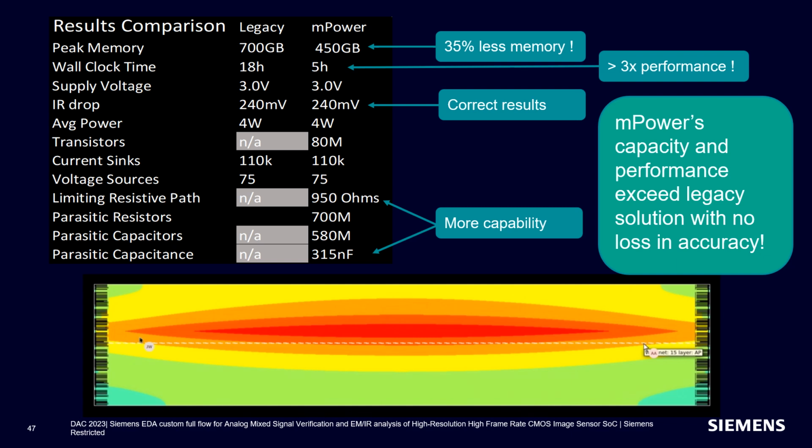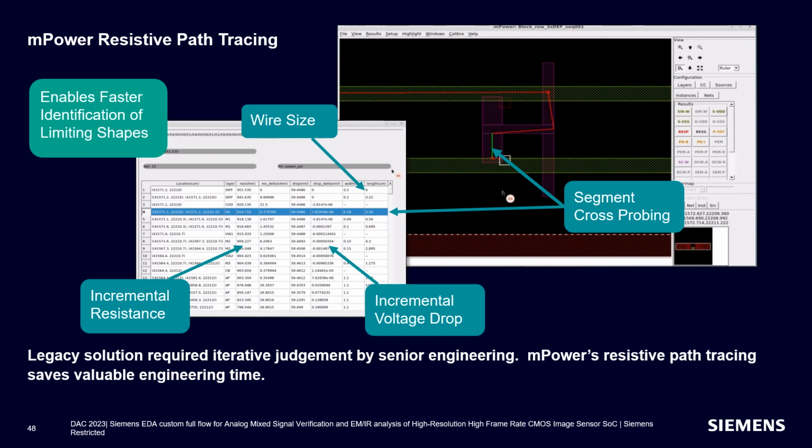Additionally, mPower gave much more deep insight into the aspects of layout limiting the static IR drop. So, for example, mPower can provide information like limiting resistive path, which is extremely useful to further optimize the layout to improve the IR drop performance. With our legacy solution, any layout improvement for reducing IR drop would be very tedious and an iterative process involving senior engineering staff. This empowers resistive path tracing, saves valuable engineering time.